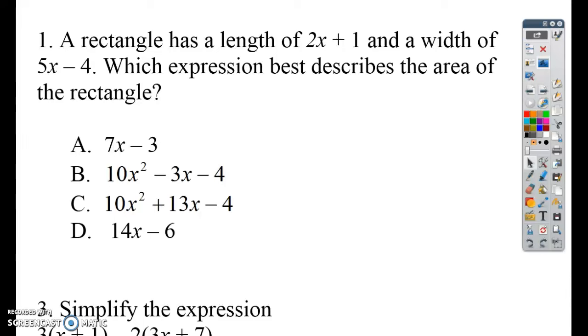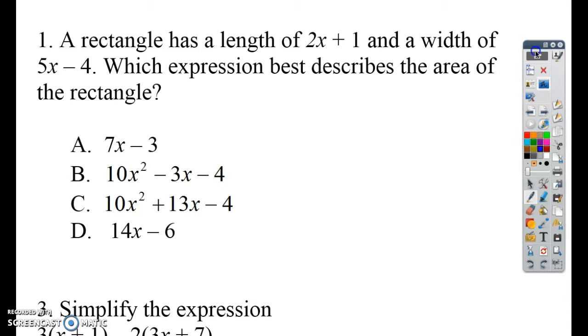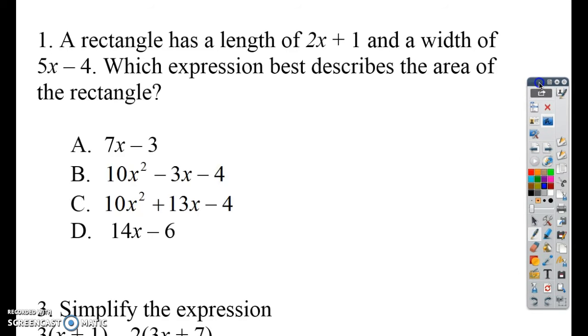Okay, so for this worksheet, I'm going to put the answers in Schoology under the assignment, and it'll just say like 1 is A, 2 is B, 3 is C, 4 is D. But we're going to do problems 1, 2, and 3 on this one and see if you can do the rest of them that are similar to this.